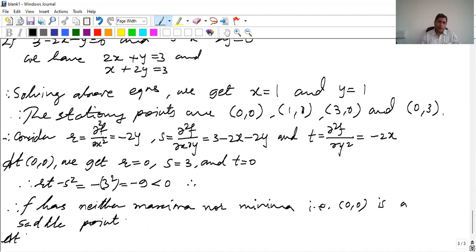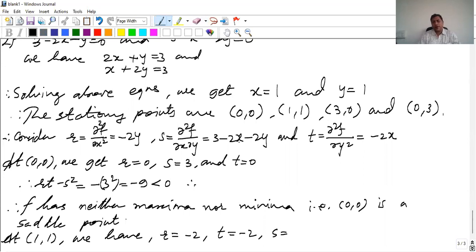So, what is the next point? 1, 1. Okay, so we have R is equal to, what is R? Minus 2y, so it is going to be minus 2. T is again minus 2. S is equal to, what will be the S? Is it minus 1? Minus 1. Okay, so this is going to be minus 1.